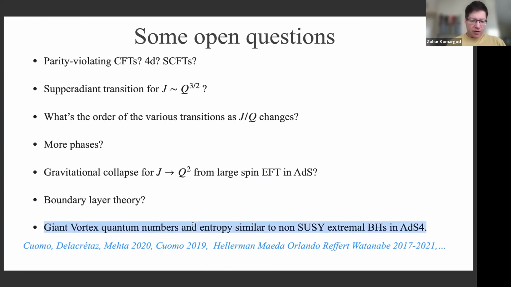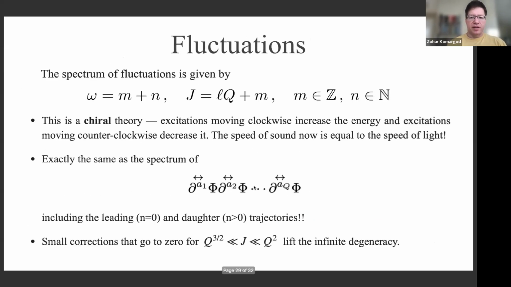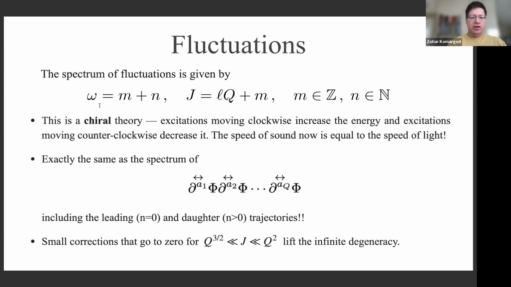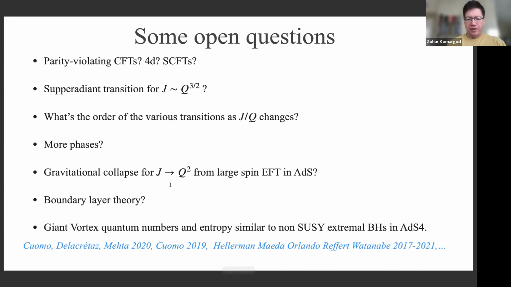People have noted that some formulas of this giant vortex are very similar to non-supersymmetric extremal black holes. In particular, the Δ equals J, and the spectrum of the fluctuations looks a little similar. So it would be nice to make contact with that subject.